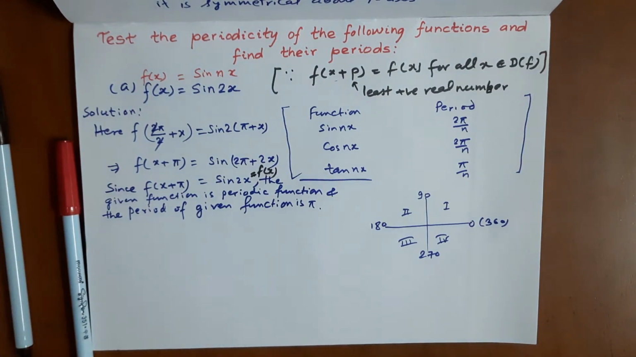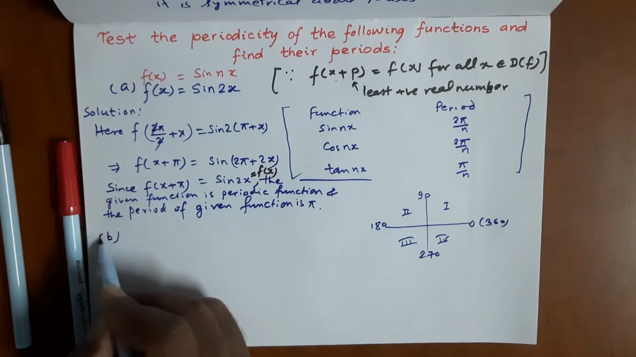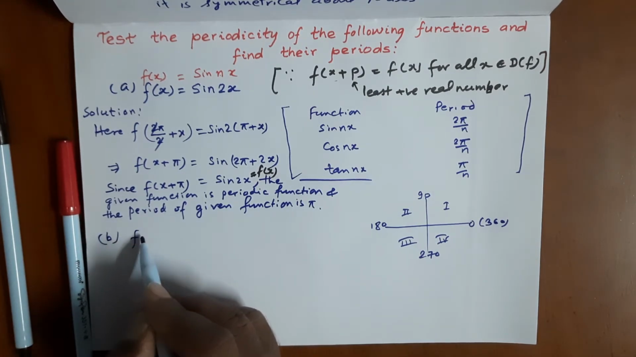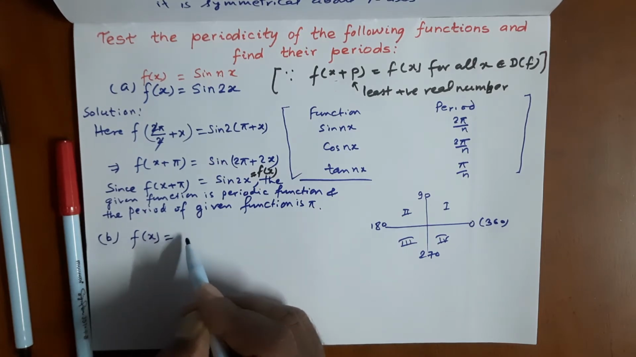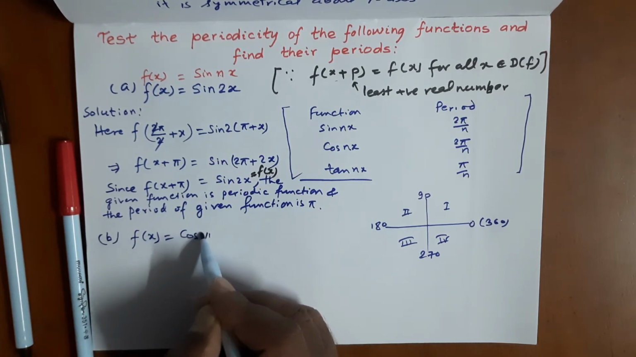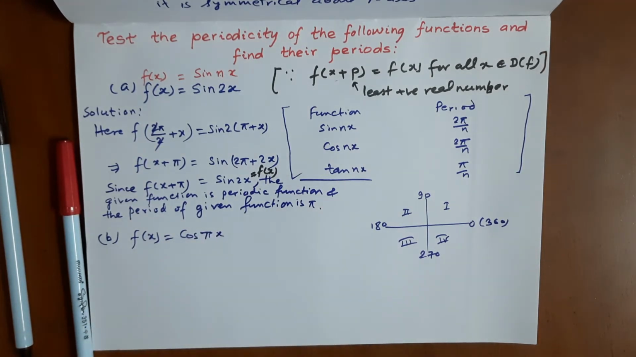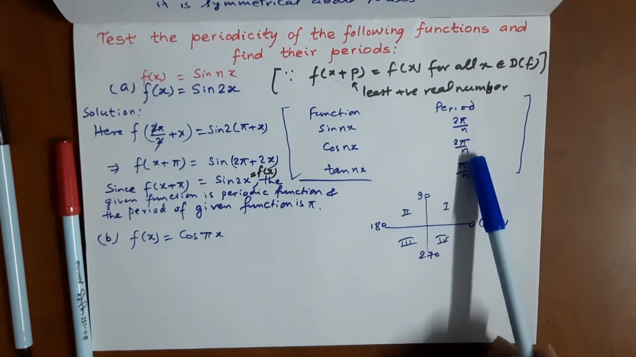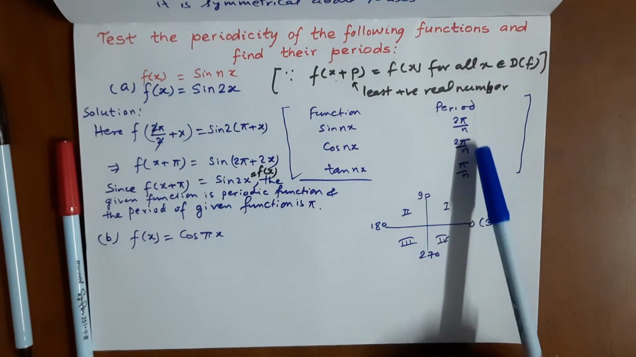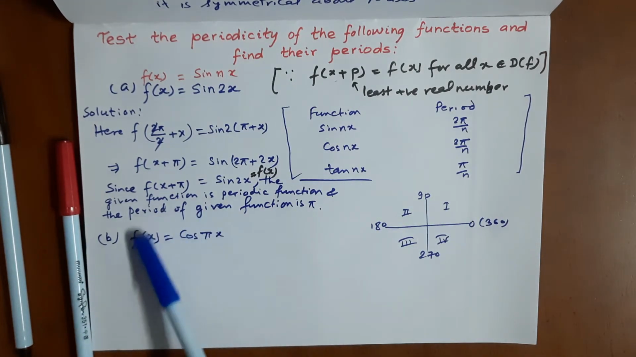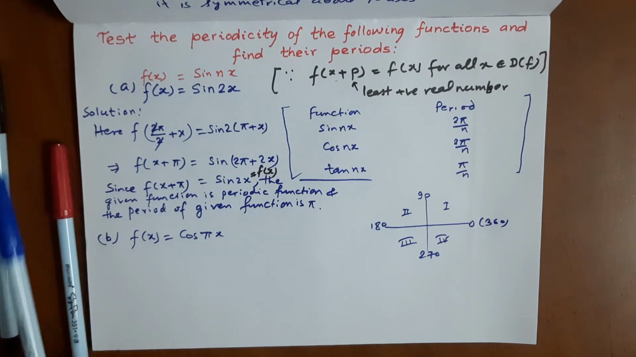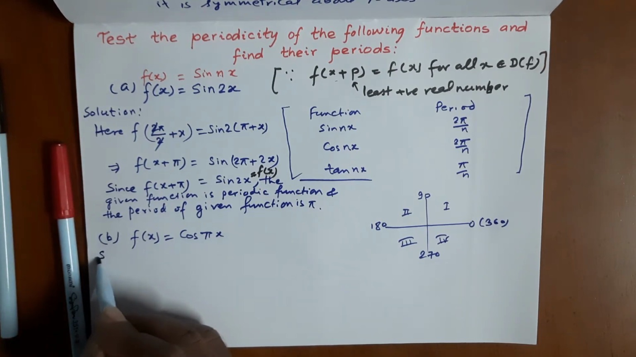Similarly, let's look at the next question. In part B, f(x) equals cos pi x is given, and here in place of n we have pi, so its period will be 2 pi over pi. By this 2 pi over pi, we will check whether it is periodic or not. Look at its solution.